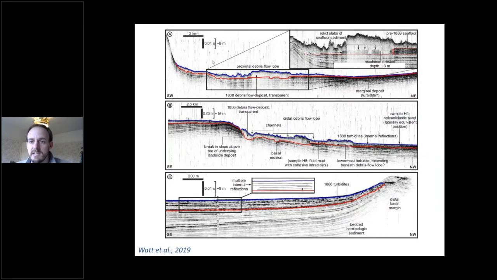So some of these distal deposits are actually more clearly imaged in this parasound data. And here the 1888 deposit is a transparent deposit above the seabed. Now, if you just focus on the red line, you can see that the base of this deposit was erosive. So it's cutting into pre-existing bedded sediment. And then later phases of this are depositional and forming this sort of mounded irregular deposit here, these lobes of debris. And then beyond the distal margin of that extend turbidite deposits, which go right down to the margin of this basin and beyond.